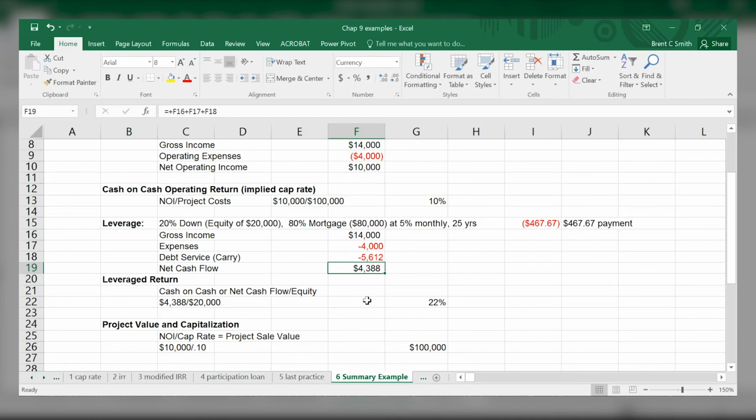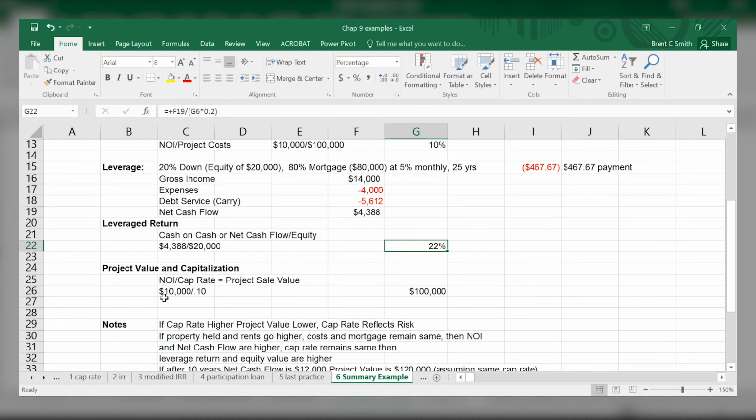The leverage return, the return to the equity position, this being the return to the project, RO. I think I said RE earlier. Sorry about that. This is the RE, or $4,388 over our outlay of $20,000. So the RE is 22%. I just swapped it around, and got a cap rate of 10% that we calculated earlier. The NOI is $10,000, and we end up with a value of $100,000.